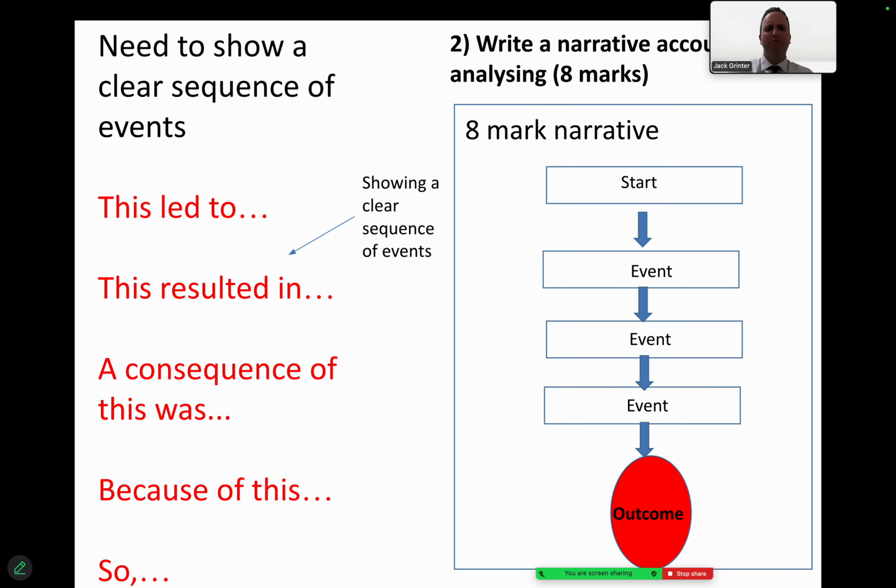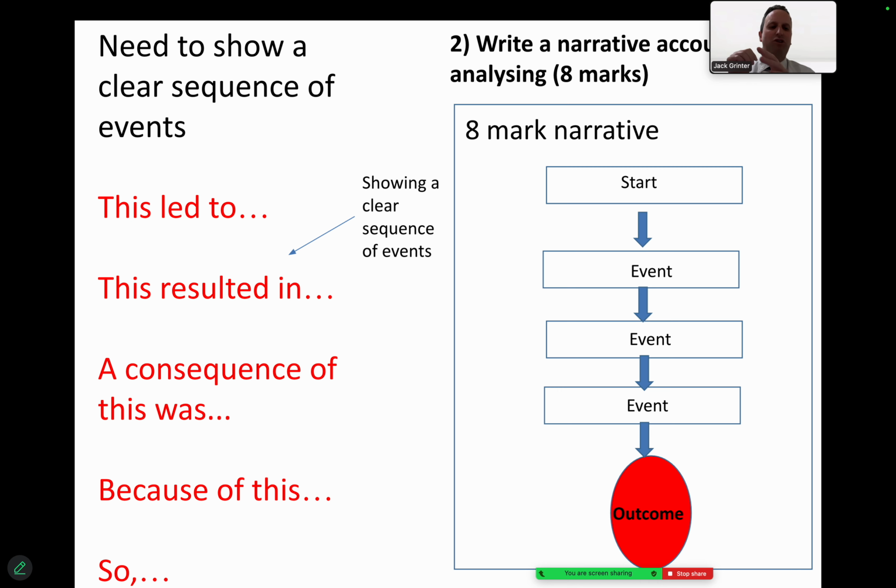The second question in the paper is the narrative question. And this one, you're asked to write a narrative account about a certain aspect of the Cold War. It usually focuses on one of the crises, so it might look at the Berlin crisis of 1948 to 49. And what you've got to think of, right, what's the start point, what's the end point? And you essentially write a historical knowledge of what happened.